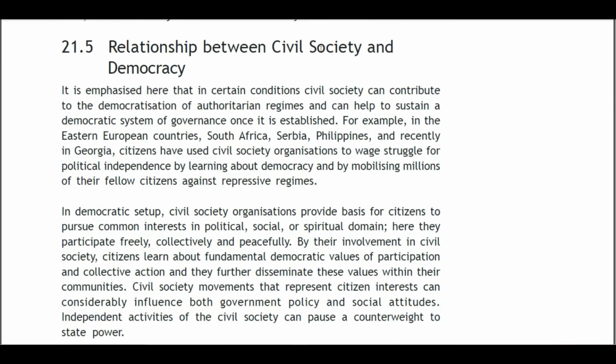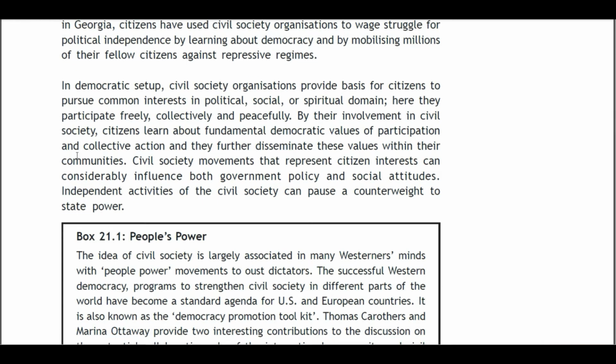21.4 Relationship between civil society and democracy. It is emphasized here that in a certain condition, civil society can contribute to the democratization of authoritarian regimes and can help to sustain a democratic system of governance once it is established. For example, in the Eastern European countries, South Africa, Serbia, Philippines, and recently in Georgia, citizens have used civil society's organization to wage struggle for political independence by learning about democracy and by mobilizing millions of their fellow citizens against repressive regimes. In a democratic setup, civil society organizations provide a basis for citizens to pursue common interests in political, social, and spiritual domains. Here they participate freely, collectively, and peacefully.